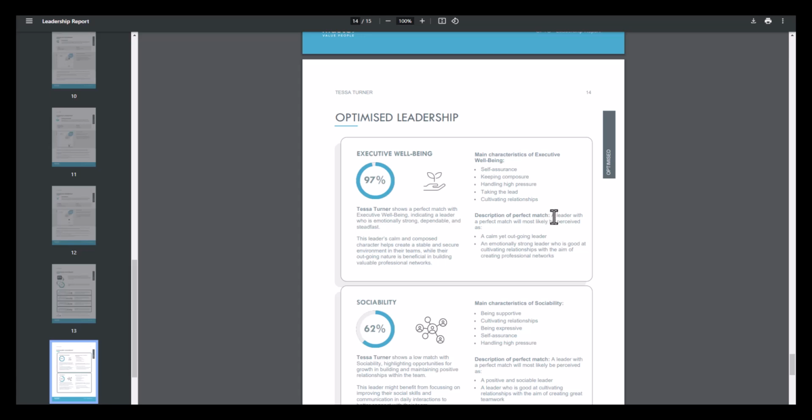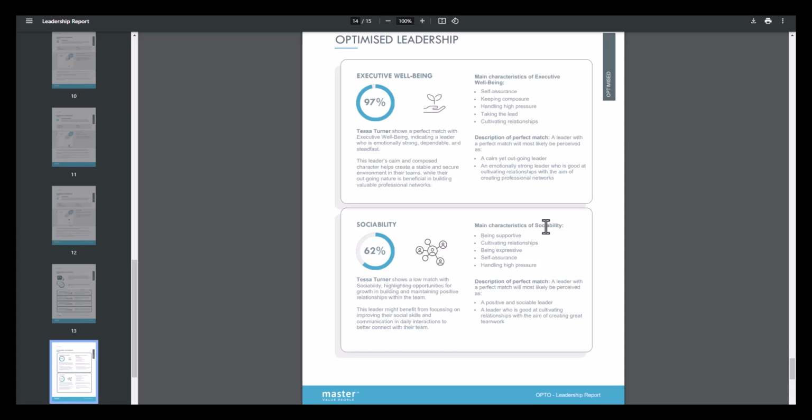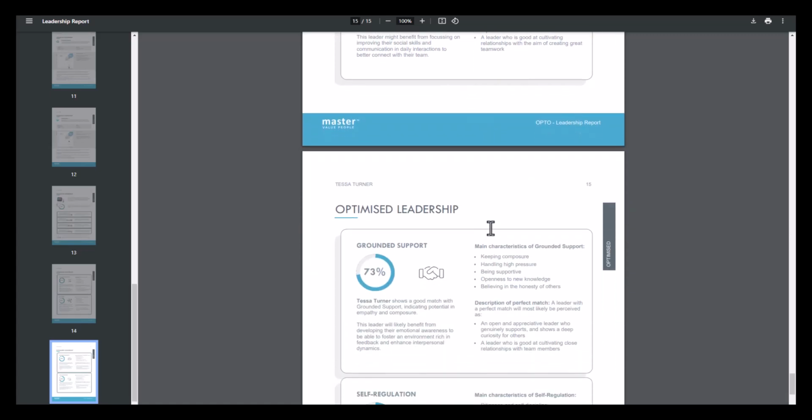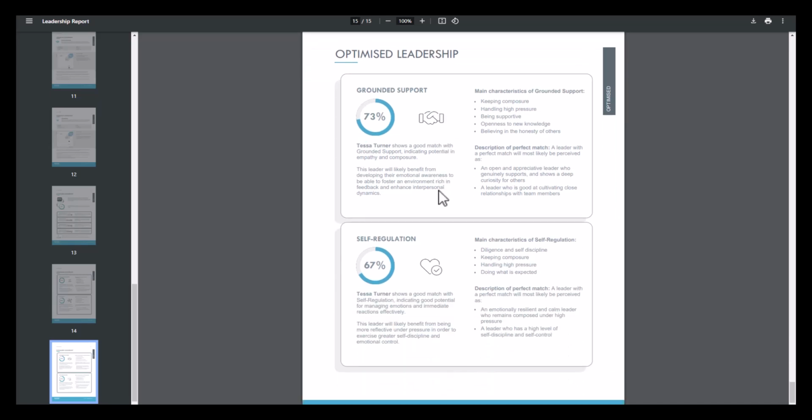However, for areas where the test taker does not have a perfect match, there will be a difference between the description of their results and the description of a perfect match. Below the first section, we find the scale called sociability. And on the next page, we see the analysis for grounded support and self-regulation. That was the more detailed report.